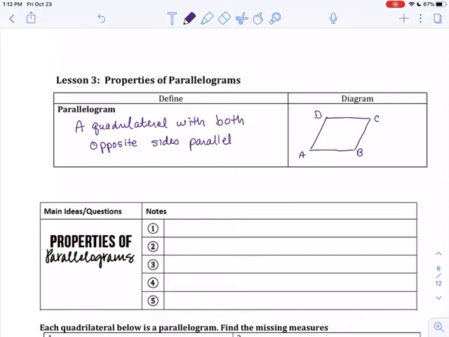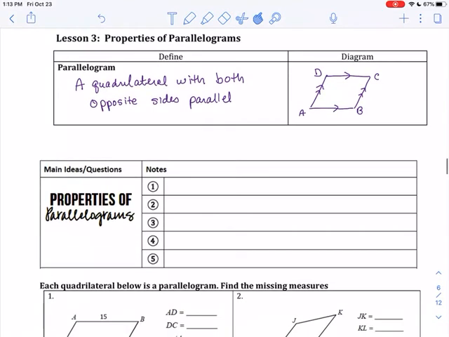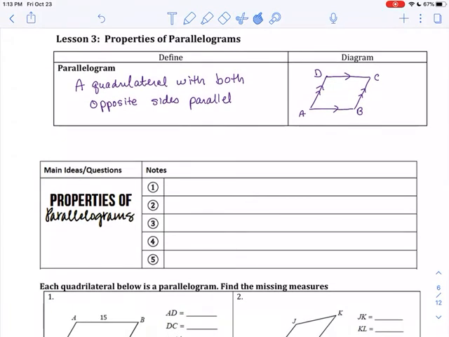Now if I want to call it parallelogram ABCD, you can start the A wherever you want, and then you can just go in order. You can go clockwise or counterclockwise. So I have parallelogram ABCD. To show the top is parallel to the bottom, it's like a greater than sign. That little symbol means parallel. And then to show that the left is parallel to the right, I can do two of those little greater than signs. But a parallelogram is a quadrilateral with both opposite sides parallel.